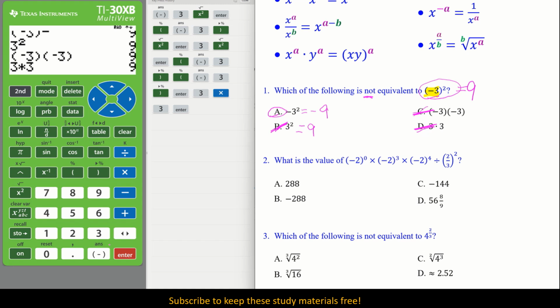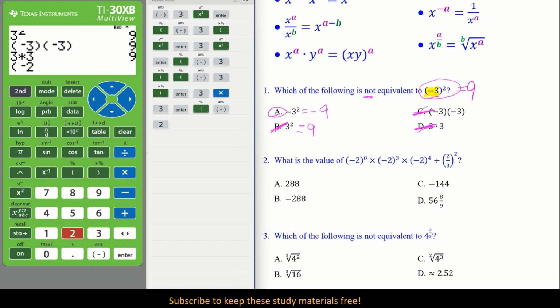What is the value of, in parentheses, negative 2 to the 0 power times negative 2 to the 3rd power times negative 2 to the 4th power, all divided by the fraction 2/3 to the 2nd power? Well, we're not going to guess on this. We'll simply just put it in the calculator.